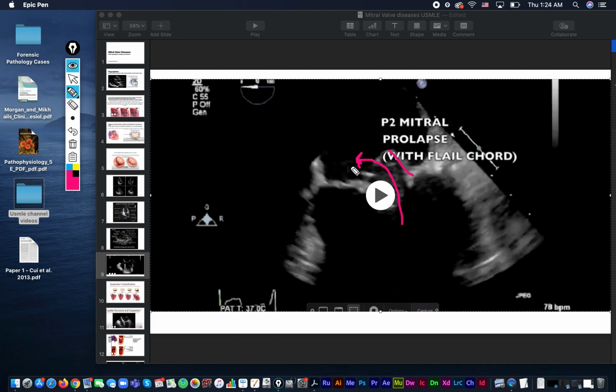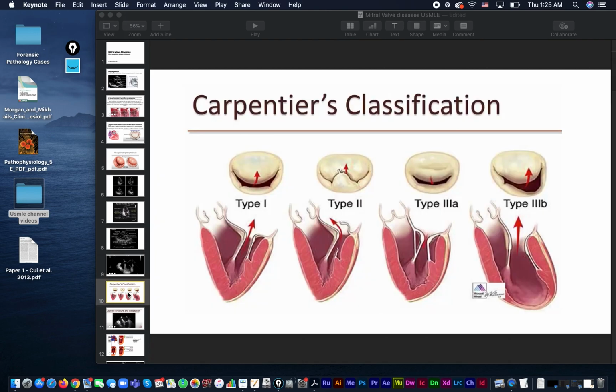If both leaflets were diseased, you would get a central flow as normal in the regurg process. Like that. Okay. So Carpenter's classification, type 1 is normal, unless you're a cardiologist, type 1 is normal. There is one type of regurg in type 1 that's considered pathological, but that's cardiologist stuff.